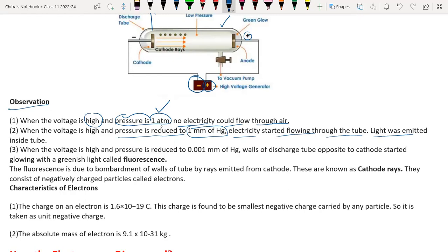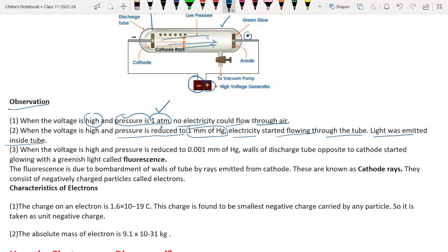Light was emitted inside the tube, and the ray appears over here like this. It starts lighting up. So it started lighting up.